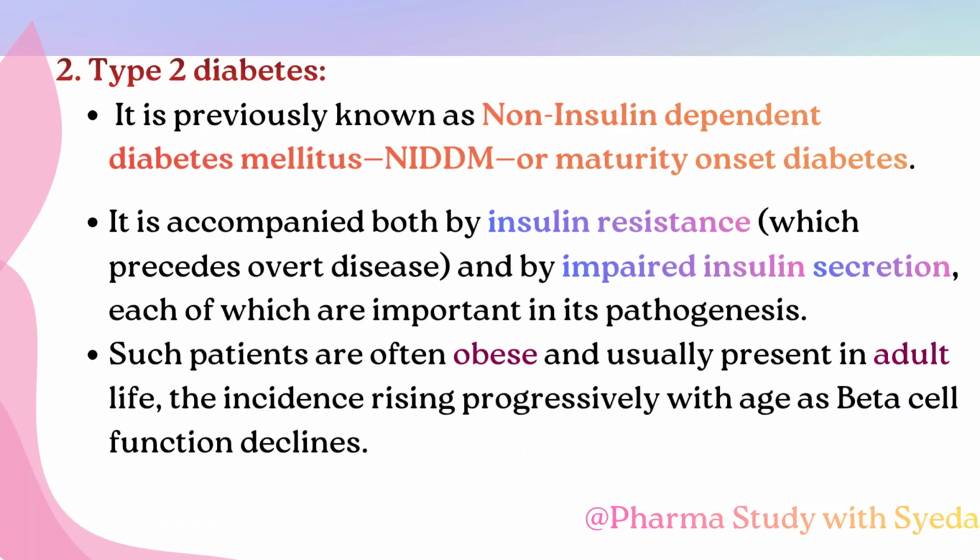Type 2 diabetes mellitus was previously known as non-insulin-dependent diabetes mellitus, or maturity-onset diabetes. It is characterized by both insulin resistance, which often develops before the disease becomes obvious, and impaired insulin secretion. Both of these factors play a major role in its development. Patients are commonly obese and usually present in adulthood. The incidence increases progressively with age, as pancreatic beta cell function gradually declines over time.